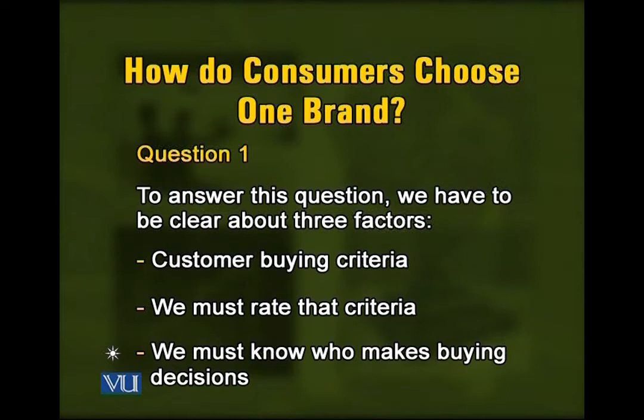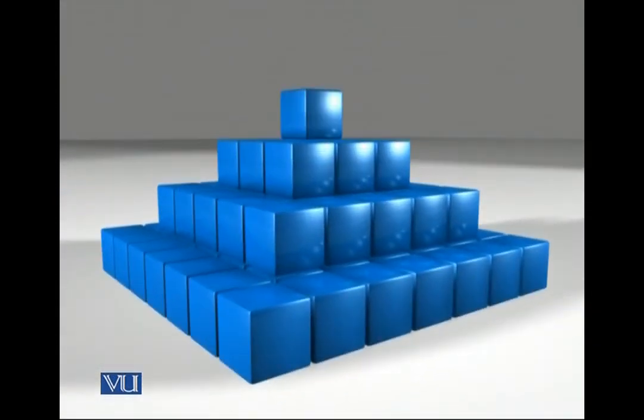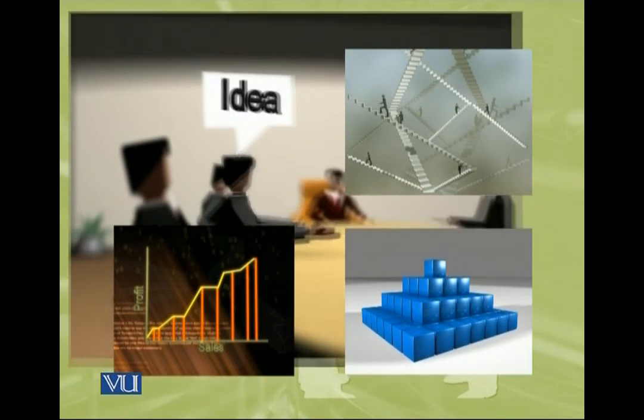First criterion being, what in actuality is the buying criteria? Or let's put it this way, there are three factors. The first factor is, what is the buying criteria? The second factor is, how to rate that criteria? And the third one is, who makes the buying decisions? And these three factors put together lead to the answer to the question which I raised earlier. How does a customer buy one brand over another?